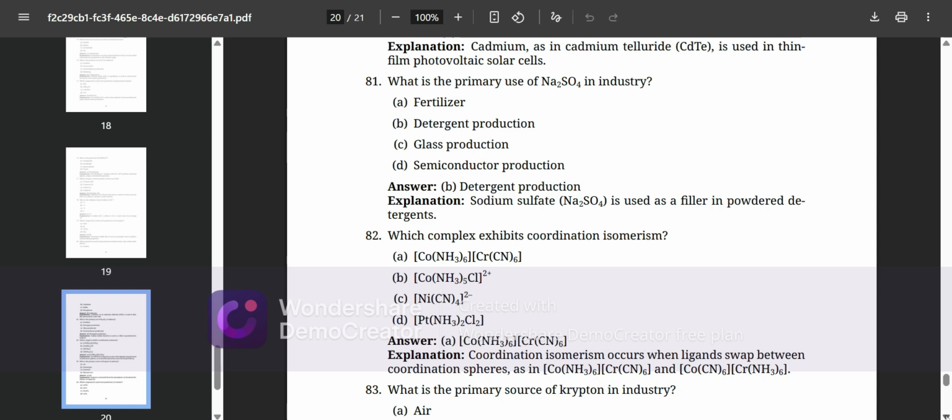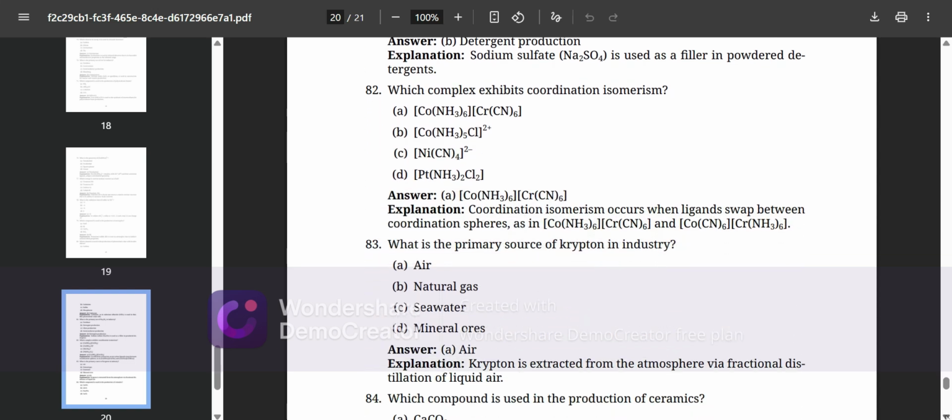Which complex exhibits coordination isomerism? [Co(NH3)6][Cr(CN)6]. Coordination isomerism occurs when ligands swap between coordination spheres, as in [Co(NH3)6][Cr(CN)6] and [Co(CN)6][Cr(NH3)6].